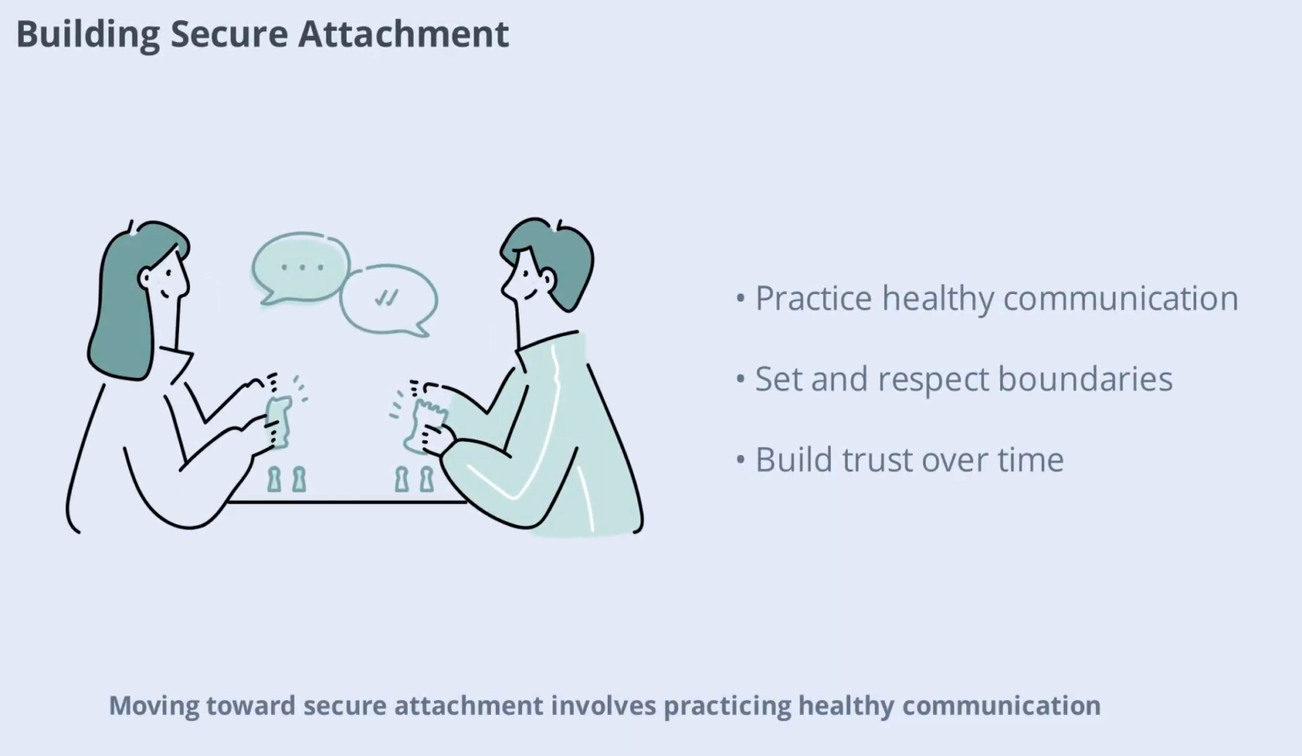Moving towards secure attachment involves practicing healthy communication, setting boundaries, and building trust. It's about learning to express needs openly and respond to others with empathy. Over time, these new habits can replace old, unhelpful patterns, creating a foundation for lasting, supportive relationships.